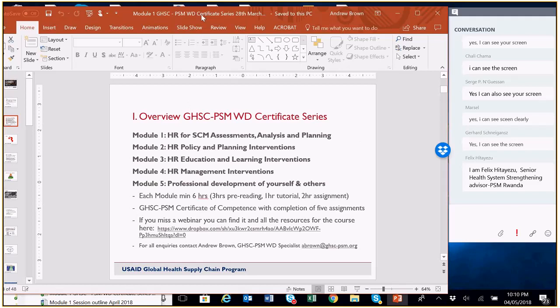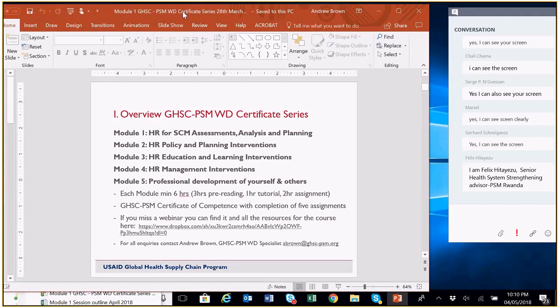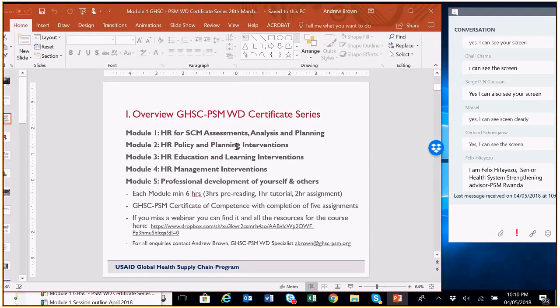So this particular certificate series has 5 modules. This particular module is our first one, which is Introduction and HR for Supply Chain Management Assessments, Analysis and Planning. The second one is focused on interventions around policy and planning. The third around education and learning. The fourth around management of human resources. And the fifth is about professional development of yourself and others.